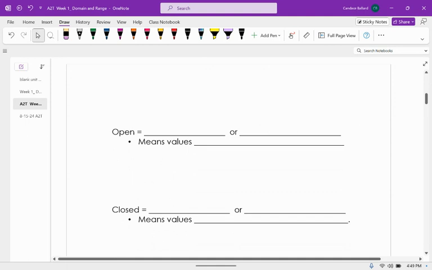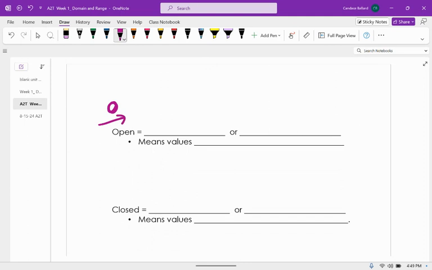When something is open, that means we've got an open circle or we've got an arrow on the end of something. That means we use parentheses or we use less than or greater than symbols. And it means the value is not included.